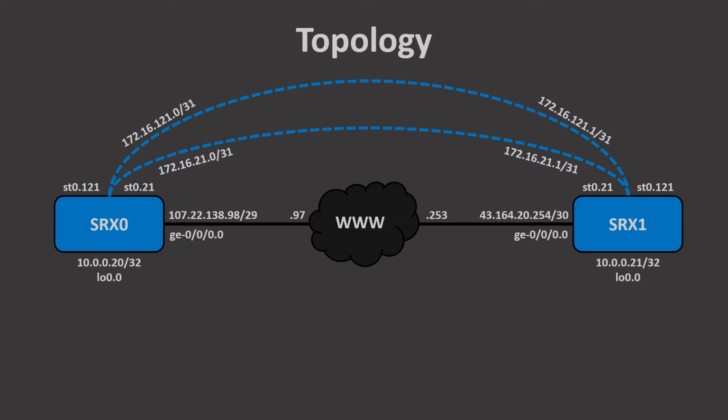ST0.21 and ST0.121. Also, we'll use IKE v2 and bring up OSPF across the tunnels so we can ping between the two loopback IPs of the SRXs, 10.0.0.20 and .21. This will verify that the IPSec VPN is up and routing.